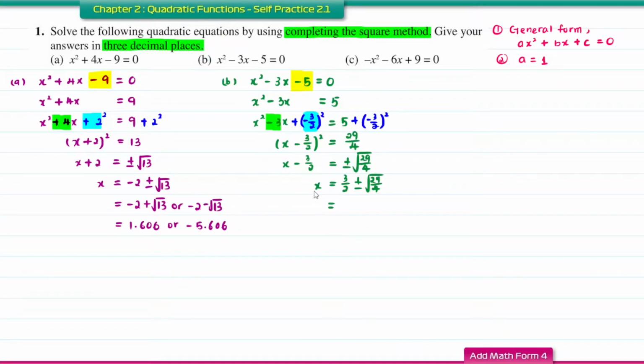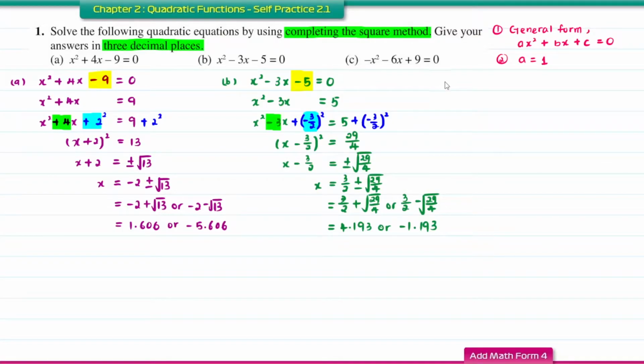So we have two values of x. One of them is 3 over 2 plus square root of 29 over 4, or the other one is 3 over 2 minus square root of 29 over 4. So solve these two using the calculator. It will give you the answer of 4.193 or negative 1.193.